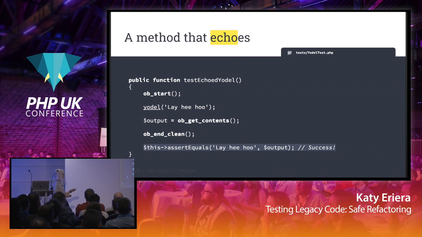Similarly, we can do the same thing for our alternative branch, where we are passing it a yodel to echo back at us. We can assert on that value, and it is also successful and passes.